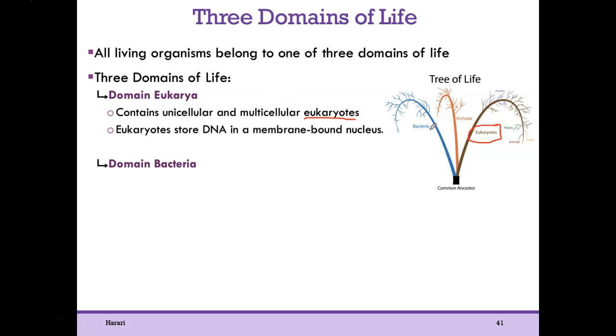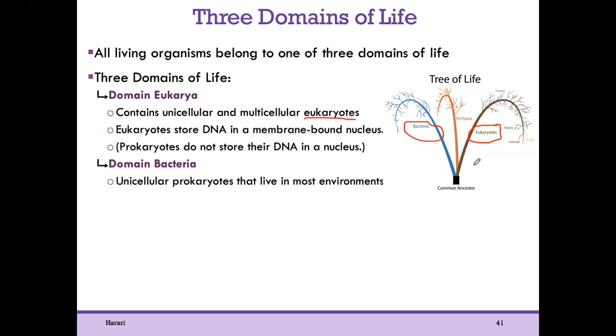We then have bacteria, the second domain. These belong to prokaryotes. Prokaryotes do not store DNA in a nucleus. And domain bacteria consists of unicellular prokaryotes that are found almost everywhere on planet Earth. So bacteria can either absorb food, they could photosynthesize food, or they could chemosynthesize food, meaning they can make chemicals from things like sulfuric acid, from sulfur in the air.